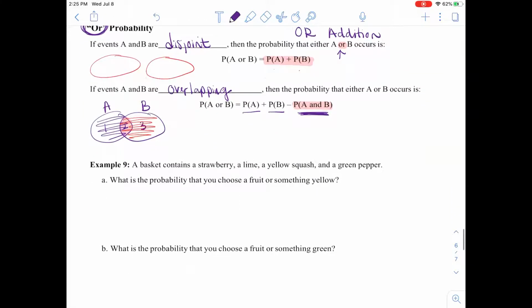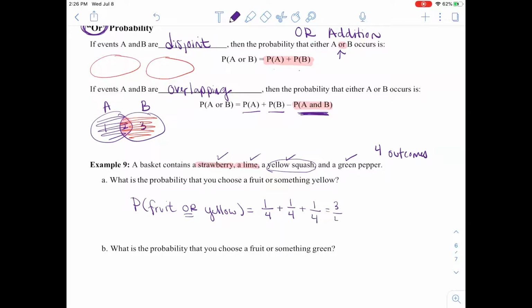Okay, so let's do an example. Example 9: a basket contains a strawberry, a lime, a yellow squash, and a green pepper. So I can see there's 1, 2, 3, 4 possible outcomes, so I know what my denominator will be. Part A says, what is the probability that you choose a fruit or, keyword there, something yellow? Well, a strawberry is a fruit and a lime is a fruit. So you could jump the gun and say 2 out of 4, or if you want to do it step by step, it would be 1/4 plus the other option, which is the lime, 1 out of 4. And then here's the only thing yellow out of this list, so I add 1 out of 4 again. So I get 3/4.